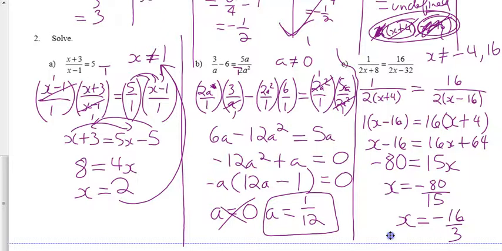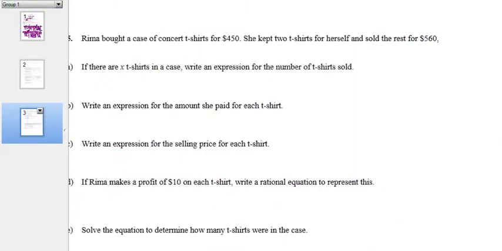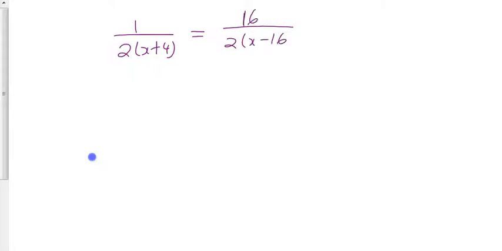The longer way, all right, let me just, it was on this page. I need a new page. Insert blank page. Okay, what was the question? 1 over 2 over 8, 2x plus 8. No, it's 16 over... Okay, this is where we were, right?